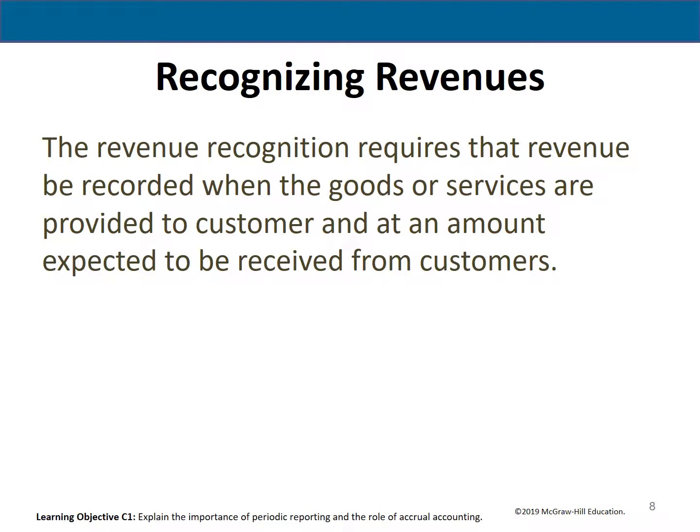That is one of our principles from Chapter 1, and it comes back to us here in Chapter 3, and actually we were using it in Chapter 2. The revenue recognition principle says revenue is recorded when goods or services are provided to that customer, and we record them at the amount we expect to receive from the customer.